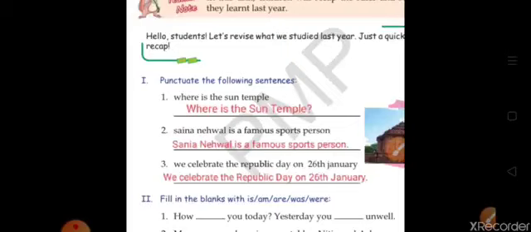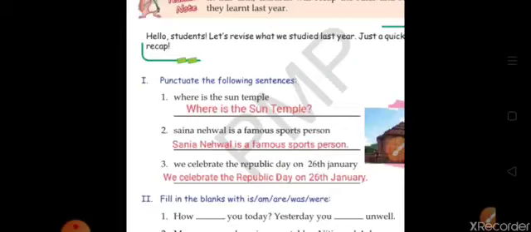As you know, any sentence which we are going to write, we will start with a capital letter. So in this line, we are going to write W capital. Where is the Sun Temple? Sun Temple is a proper noun. So the S of Sun will be capital and Temple is also capital. And then because it is a question, we are going to put a question mark.